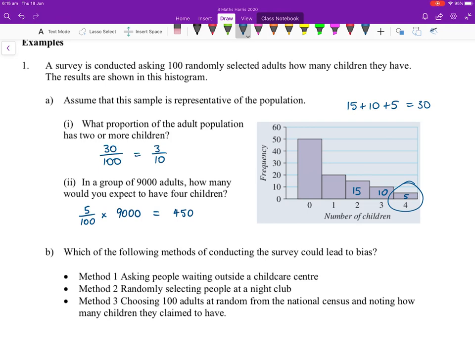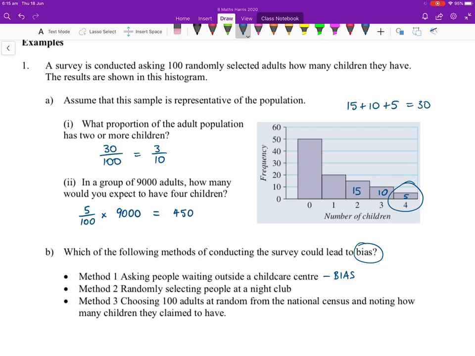Now part B says, which of the following methods of conducting the survey could lead to bias? Now bias means that the results are not entirely accurate because the people that were chosen are not a good balance of people. So method 1, if you asked people that were waiting outside of childcare how many children they had, that could be bias, definitely bias. Why would it be bias? Well, that would be bias because if you've got parents waiting outside a childcare centre, they've probably got at least 1 or more children. So that's the reason why that would be bias.